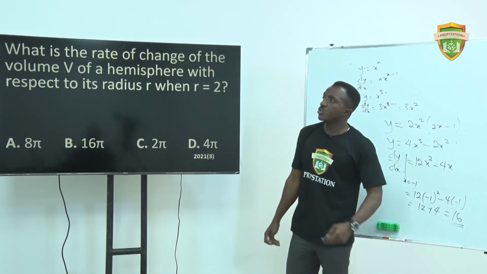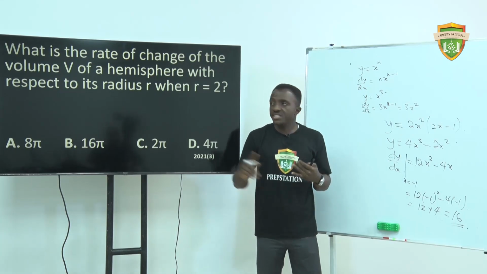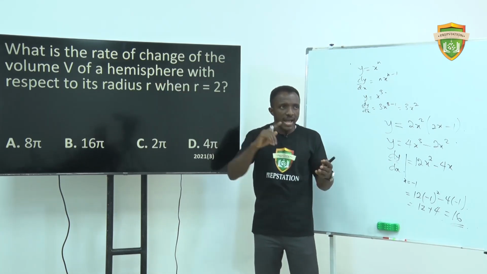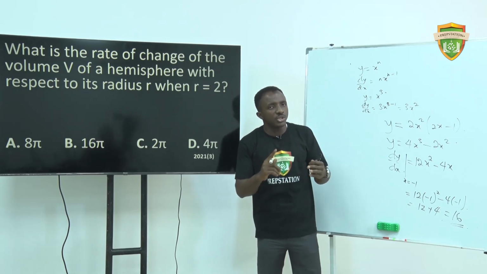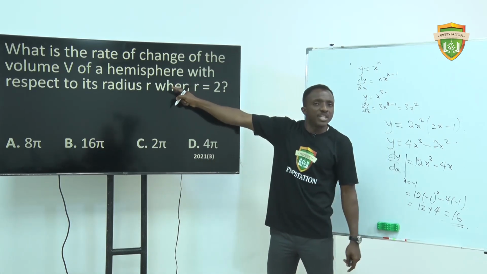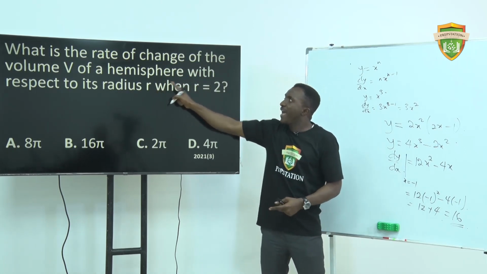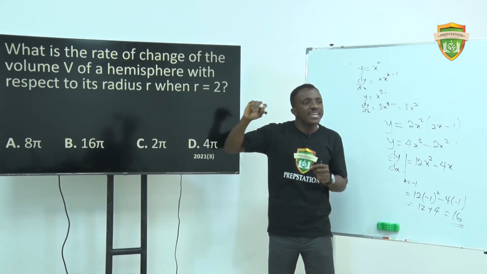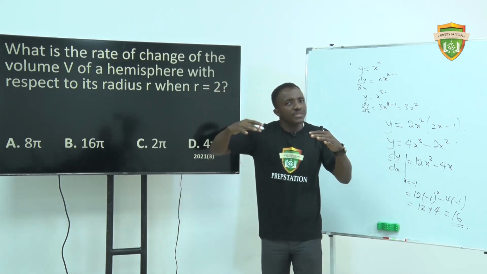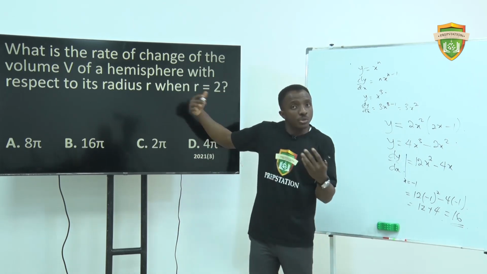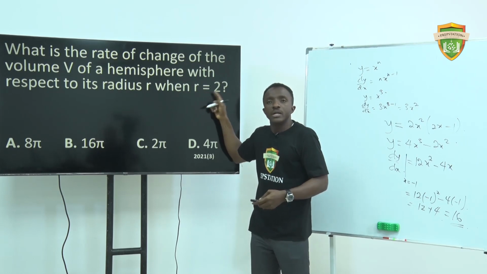Thank you. Next question. What is the rate of change? Another name for differentiation is either this, or it is an application question. I told you under calculus we have differentiation, integration, and the application of differentiation and integration. So this is an application question. What is the rate of change of the volume V of a hemisphere? The word hemisphere is simply half of a sphere. Volume. So this is a combination of both calculus and mensuration. Now with respect to its radius r, when r is 2.